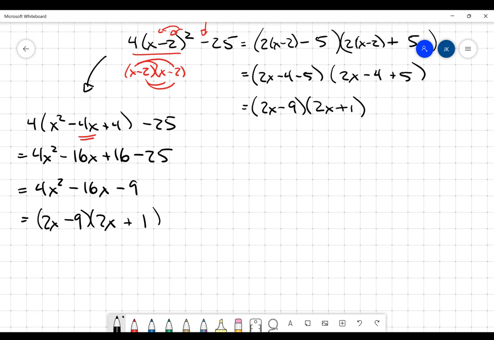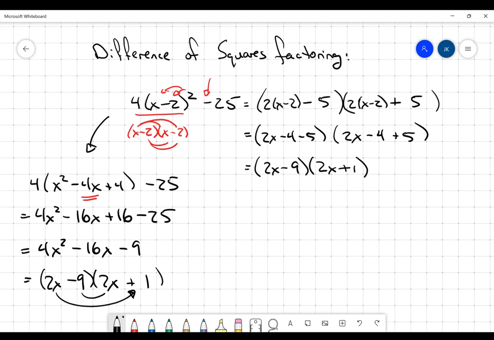And I can double check that, okay? 2x times 1 is going to be 2x, negative 9 times 2x is going to be negative 18x, and when I add those together, I do, in fact, get that negative 16x. So either way it works, just be careful if you're going to expand it out.